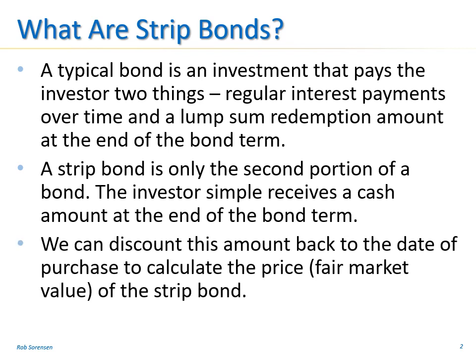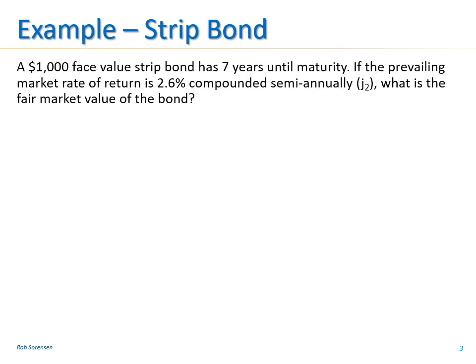So to solve this type of problem, then really it just becomes a simple application of our present value formula, where we take the lump sum and bring it back in time to the date of the purchase to find out the fair market value or the purchase price for that strip bond. Let's have a look at an example.